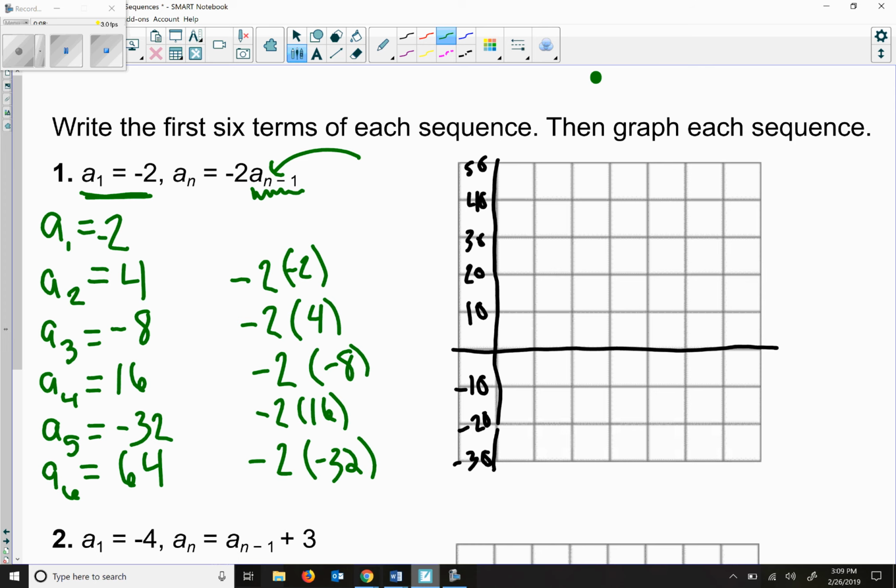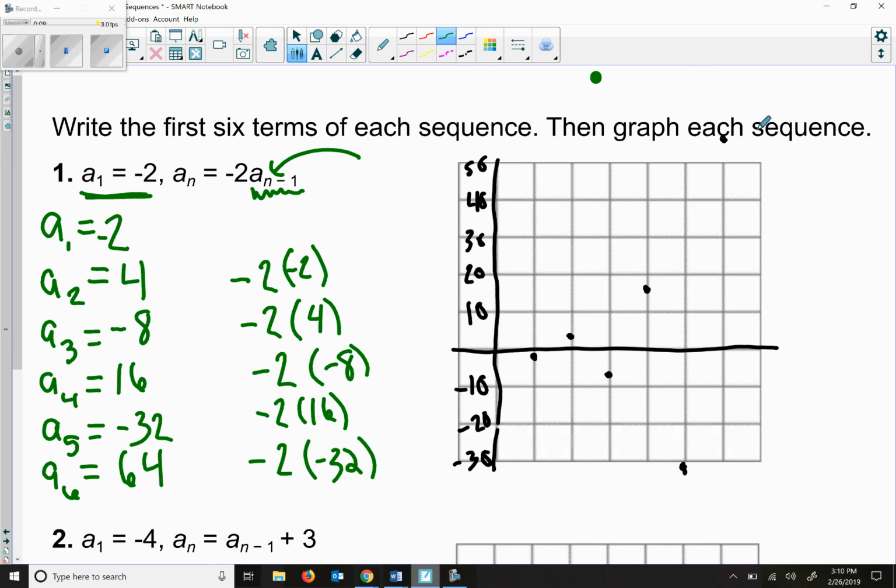So my first term is at 1, -2. So that's just kind of right there, really close to the x-axis. Our second term, I'm at 2, 4. So almost halfway, but not quite. 3, -8. Then I'm at 4, 16. I'm at 5, -32. So that's kind of off here. Should be a little bit closer to 30. And then 6, 64. So that's going to be way up here.